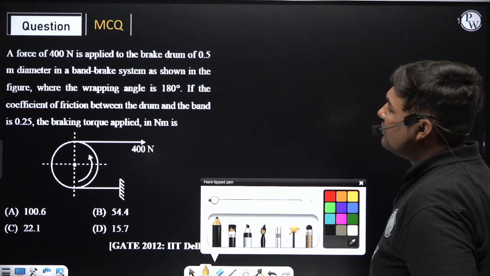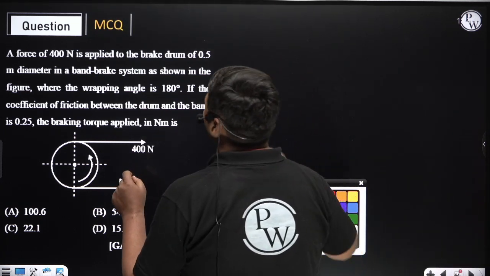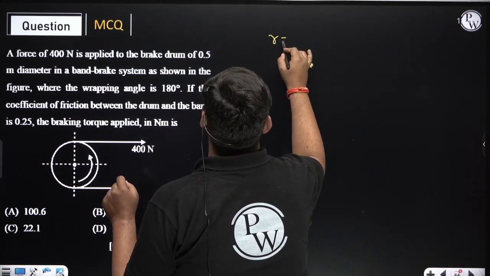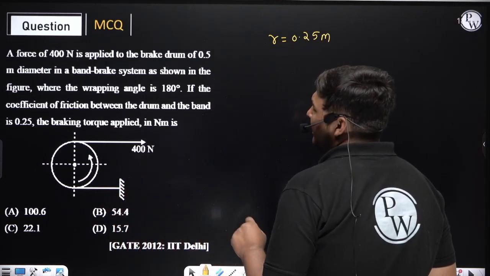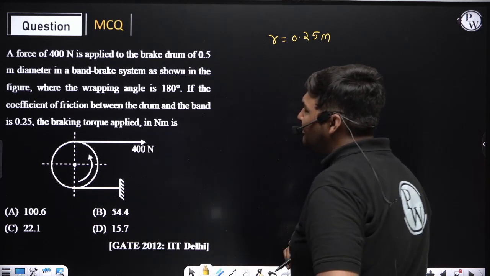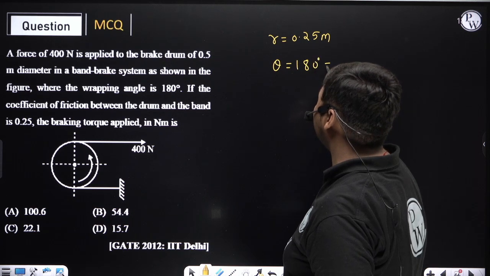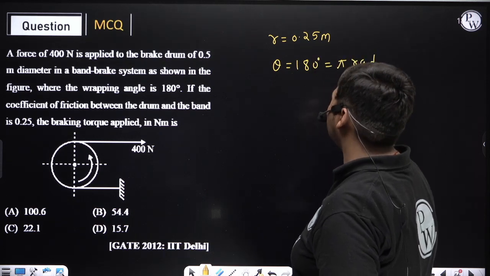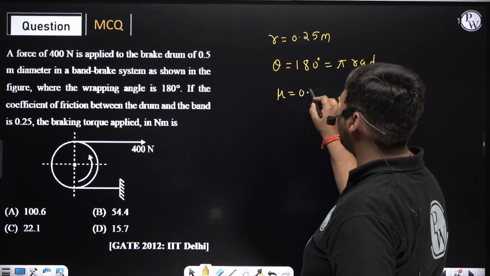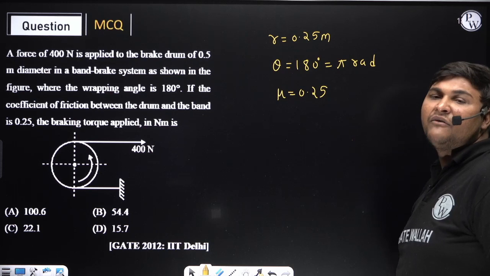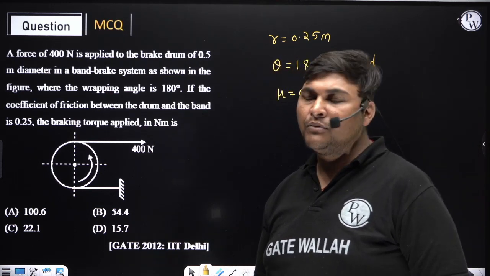This is the first question. A force F is applied to a brake drum of 0.5 meter diameter. The diameter is 0.5 meter, so the radius will be half of the diameter, that is 0.25 meter. In the band brake system shown in the figure, the wrapping angle, that is the angle of the rope theta, is given as 180 degrees. Convert this to radians: it will be pi radian. The coefficient of friction between the drum and band, that is mu, is given as 0.25. Since mu and theta are given, we can find one relation between T1 and T2: T1 by T2 will be equal to e to the power mu theta.